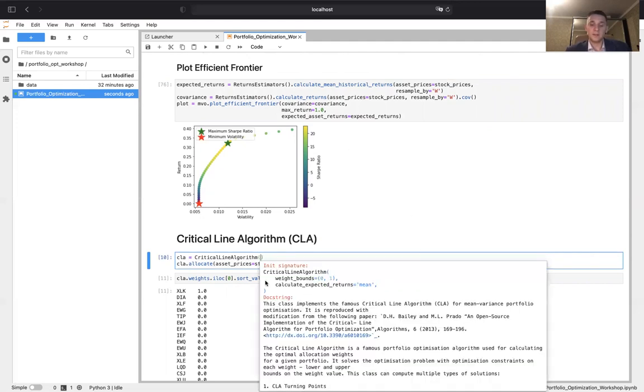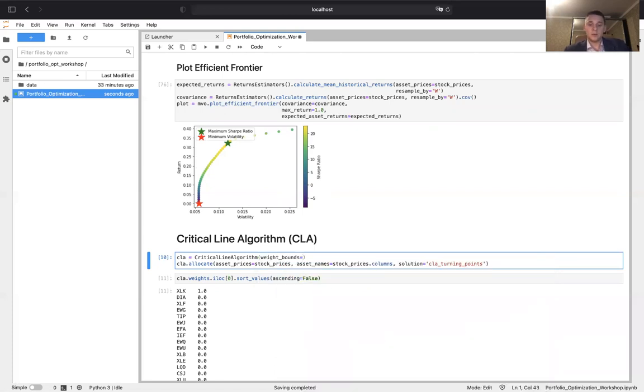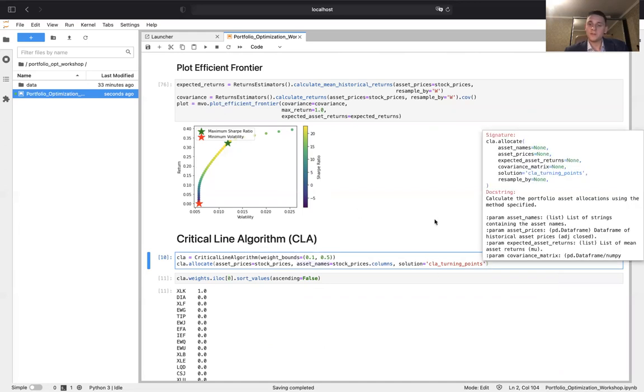initialized. We can see here that the weight bounds are 0 and 1. As we have previously discussed in our lecture series, the CLA algorithm can only induce inequality constraints, which are equal for all assets in our portfolio. So let's say here that our weight bounds should be more than 10% and less than 50%. And we still call the allocate function for our CLA method. So we use stock prices, we use asset names, and we use a solution of CLA turning points.